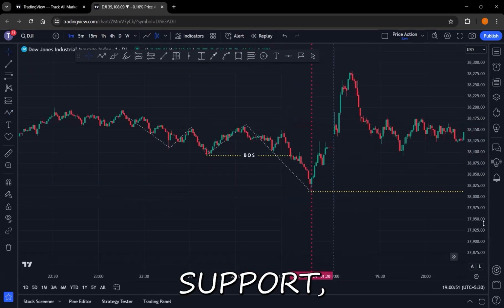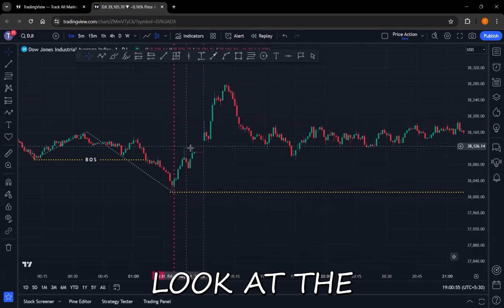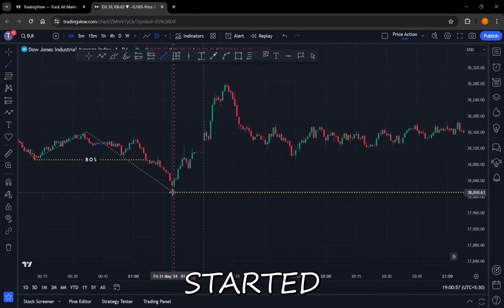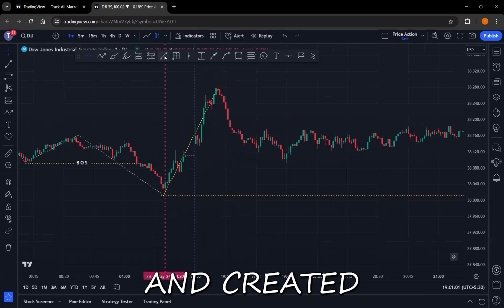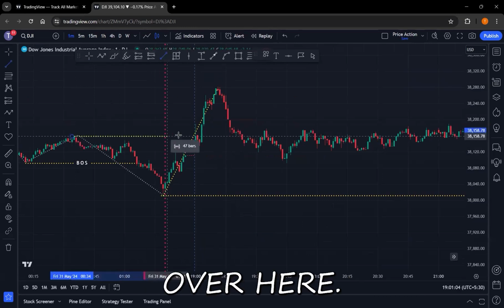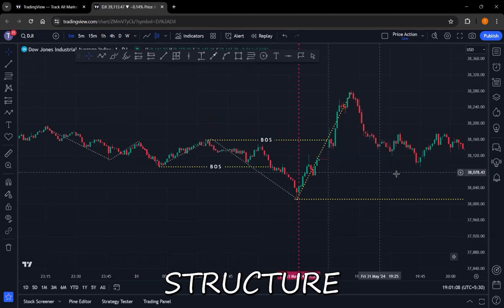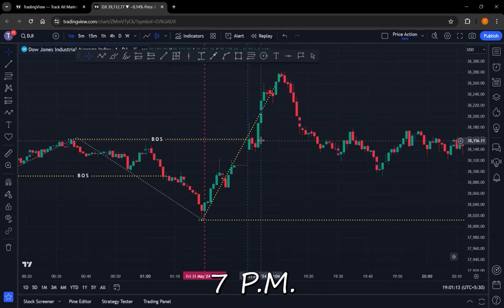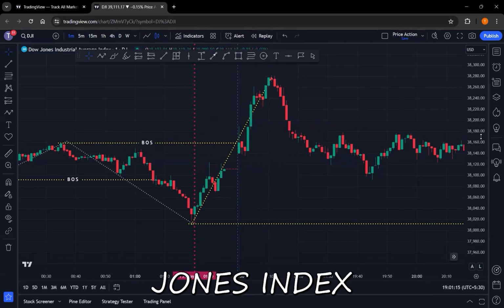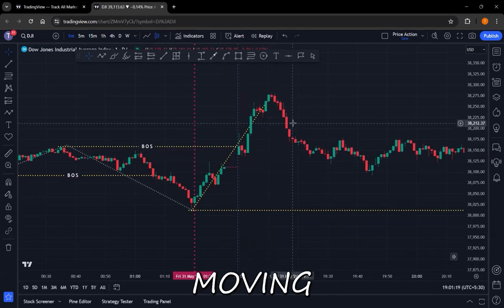Now from this major support, what happened when the new day started and I'm trying to trade in the market? So let's look at the previous day. What happened in the market? The price started moving towards the upside and created a new buy leg in the market, something like this, and created a new breaker structure from this major point over here. So price actually broke this major structure, or breaker structure, from here itself, in just the opening candle itself, exactly at 7 p.m., or 9:15 of the Dow Jones Index, when the New York Stock Exchange opens up in the market. From there you can see that the price has started moving towards the upside.